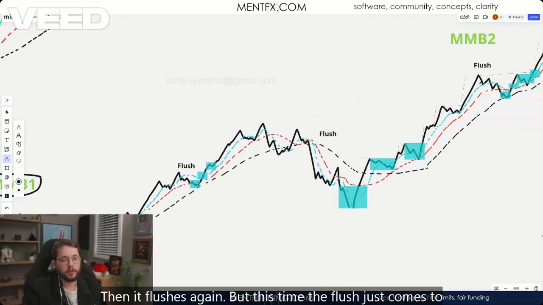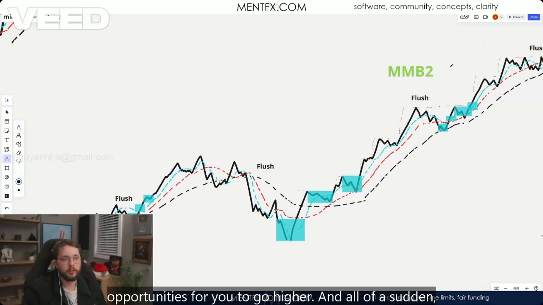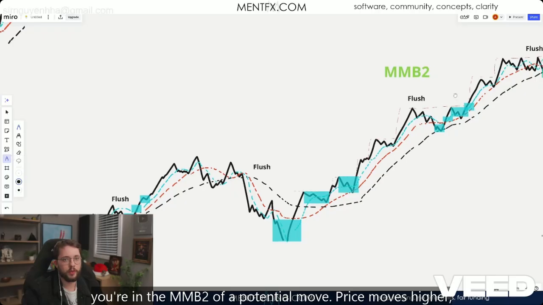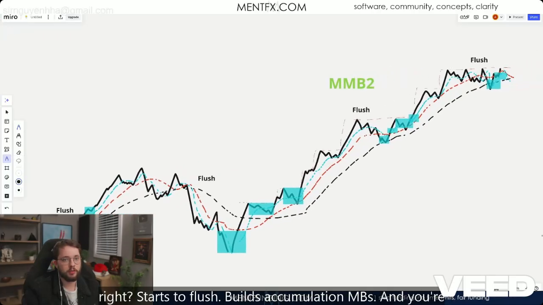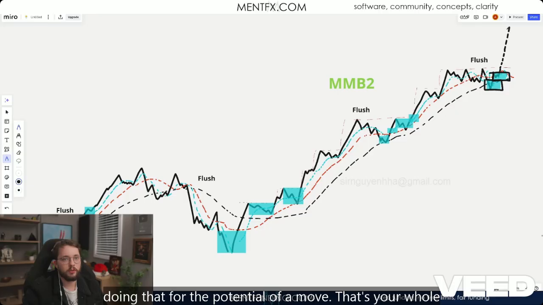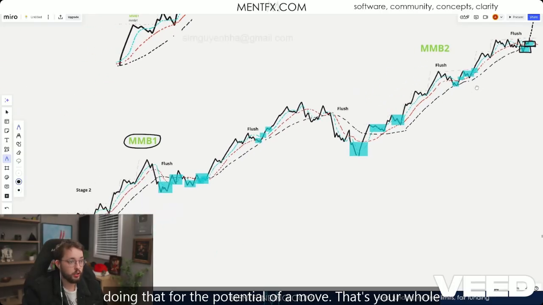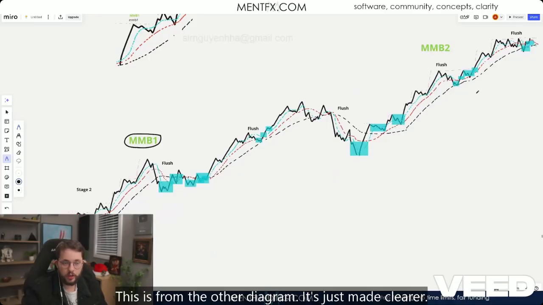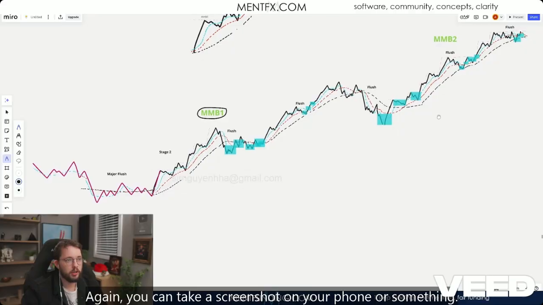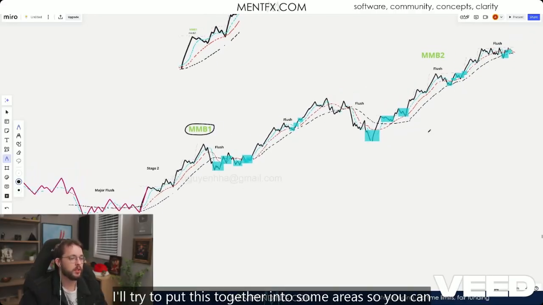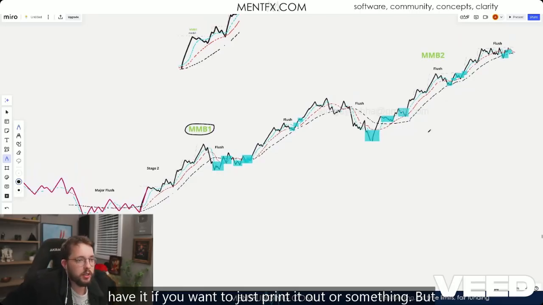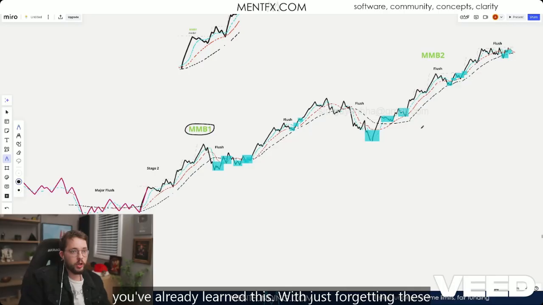Then it flushes again. But this time the flush just comes to the 10/20, just under the 10 to the 20, and starts building accumulation MBs or momentum MBs that act as opportunities for you to go higher. And all of a sudden, you're in the MMB2 of a potential move. Price moves higher, right? Starts to flush, builds accumulation MBs, and you're doing that for the potential of a move. That's your whole thing. You've already learned this. You already know this. This is from the other diagram. It's just made clearer. Again, you can take a screenshot on your phone or something. I'll try to put this together into some area so you can have it if you want to just print it out or something. But you've already learned this.